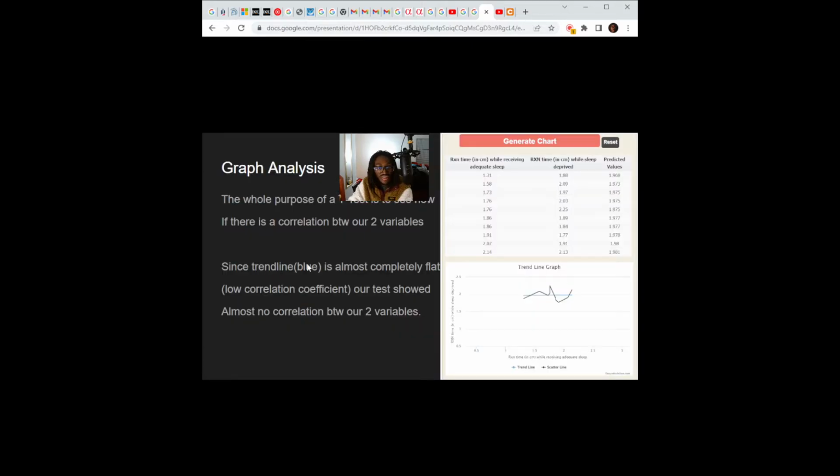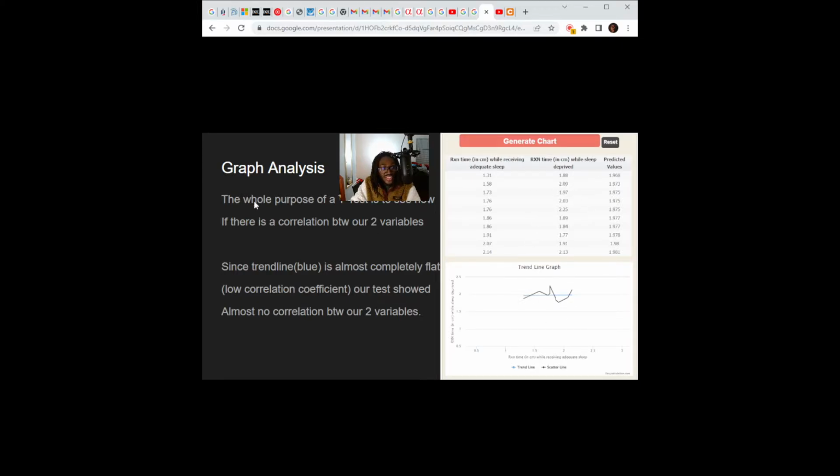Then I can show y'all a graph based off of that. When you graph all of our X values, which are while receiving adequate sleep, in this row or column or whatever, and then you graph the Y values, the predicted values, this is what that graph looks like.